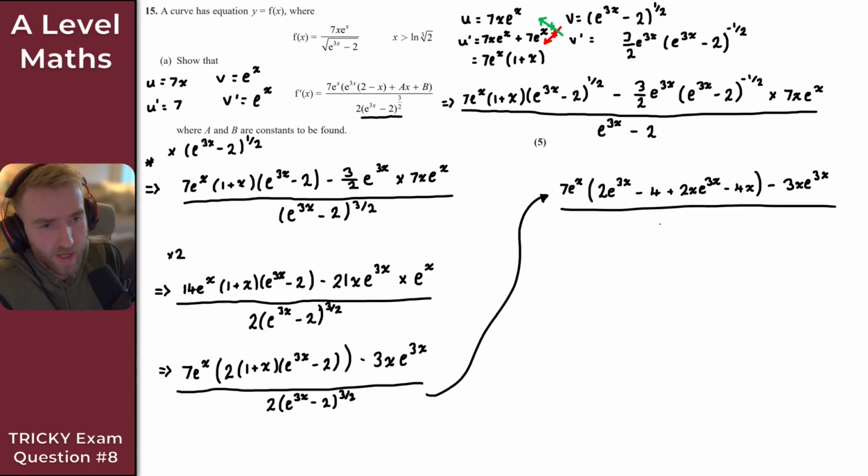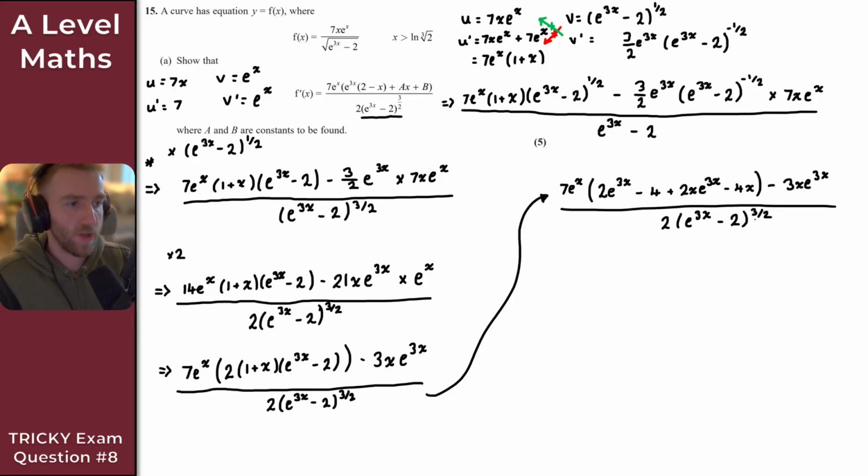And that's all over 2 lots of e to the 3x minus 2, all to the power of 3 over 2. Perfect. Let's just keep going. I do appreciate that this question really is quite long. I can already see that we're pretty much at 15 minutes just for this part of the question. But we're not too far from now, right?